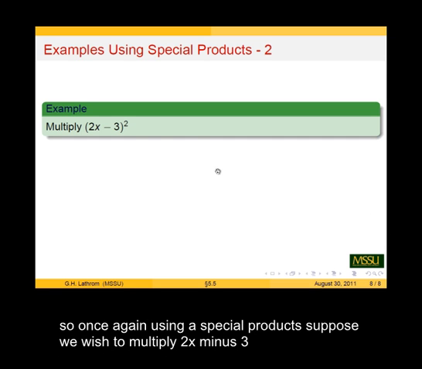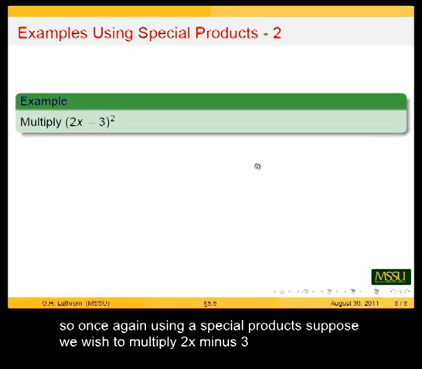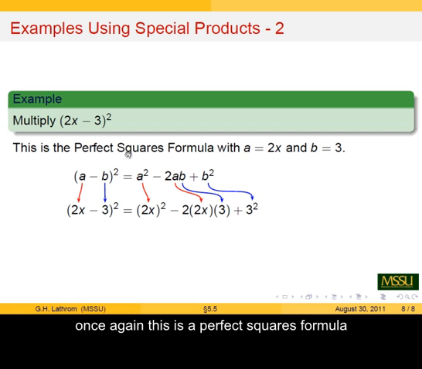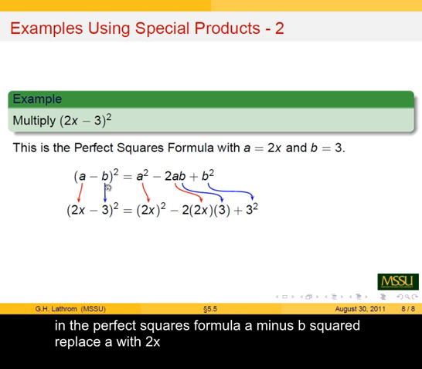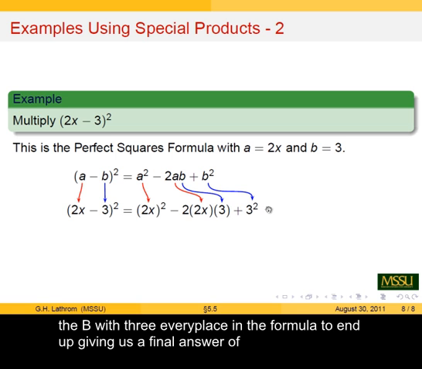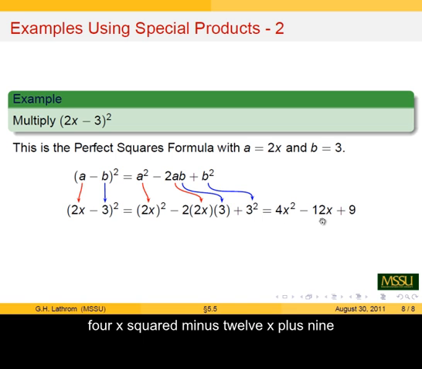Once again, using the special products, suppose we wish to multiply the quantity 2x minus 3 squared. Once again, this is a perfect squares formula with a being 2x and b being 3. In the perfect squares formula, a minus b squared, we replace the a with 2x, the b with 3, every place in the formula to end up giving us a final answer of 4x squared minus 12x plus 9.